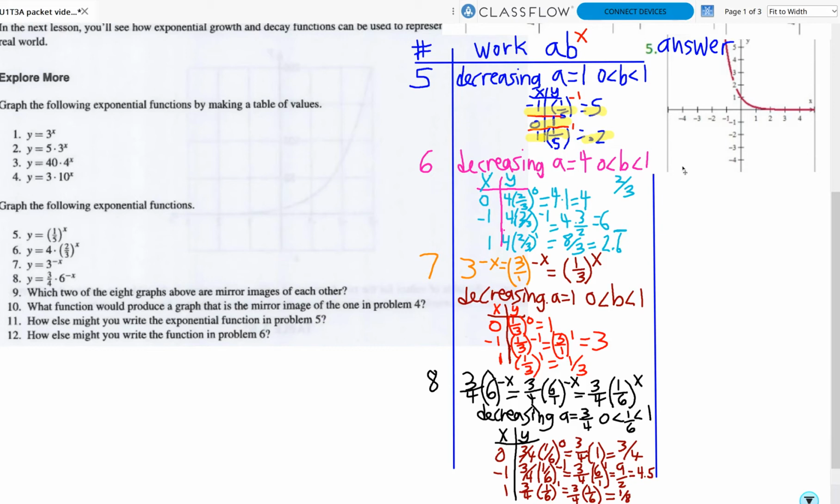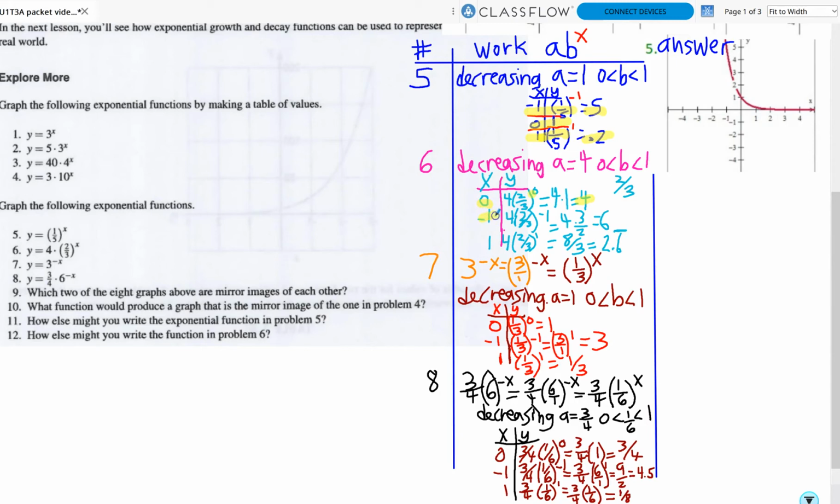Number 6. 2/3 is my decay factor. It's between 0 and 1, so I know it's a decreasing graph. My a value this time, or y-intercept, is 0, 4. So on my table, I'm going to do 0, 4 as my first point. Remember, 2/3 to the 0 power is 1. Anything to the 0 power is 1. 4 times 1 is 4.